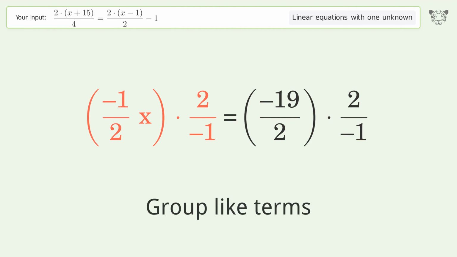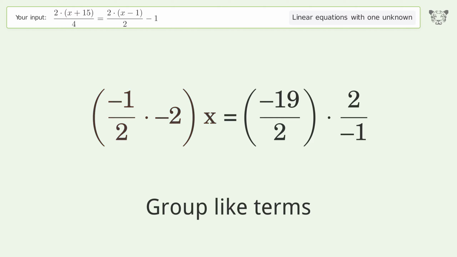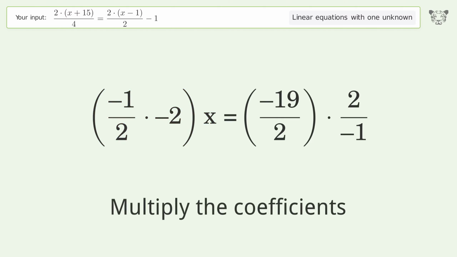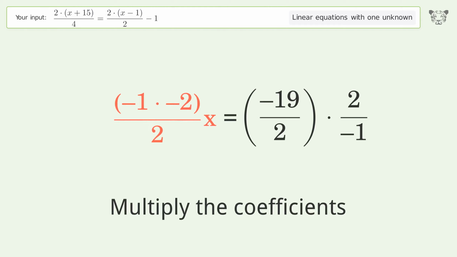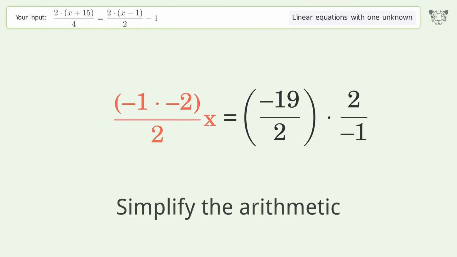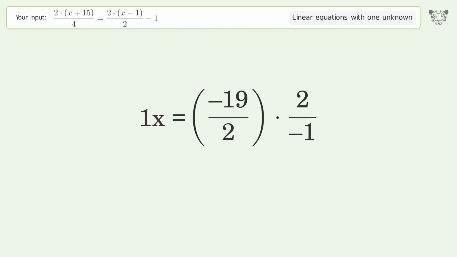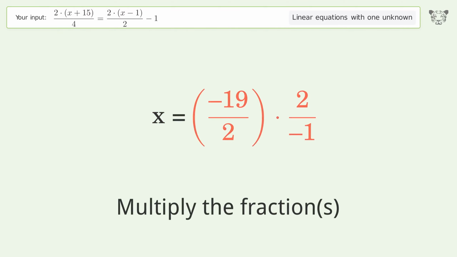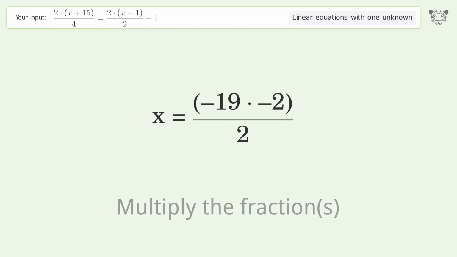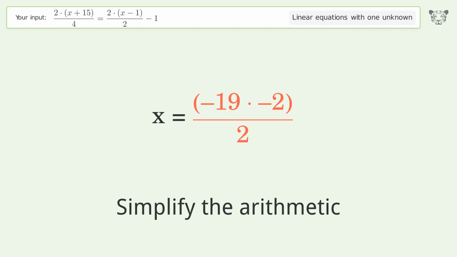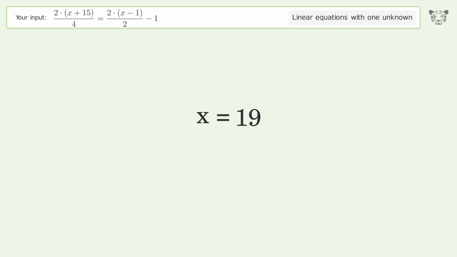Group like terms. Multiply the coefficients. Simplify the arithmetic. Multiply the fractions. Simplify the arithmetic. And so the final result is x equals 19.